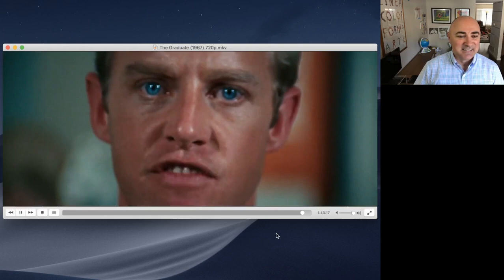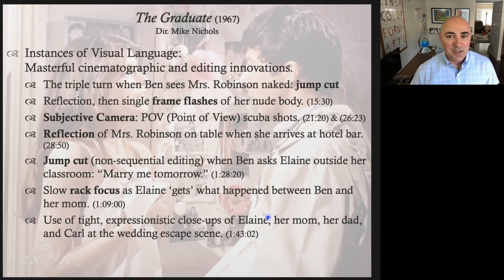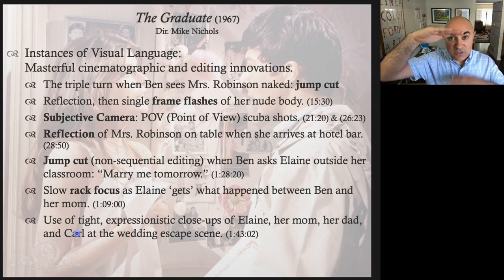Those are the tight expressionistic close-ups. Those close-ups of Elaine, her mom, her dad, and Carl all tell us information. First of all, it's important to realize she can't hear what they're saying. It doesn't matter what they're saying. We can't hear it because she can't hear it. That's subjective. Next, we're on a tight close-up of her. We stay on it for a long take because we're in her headspace.